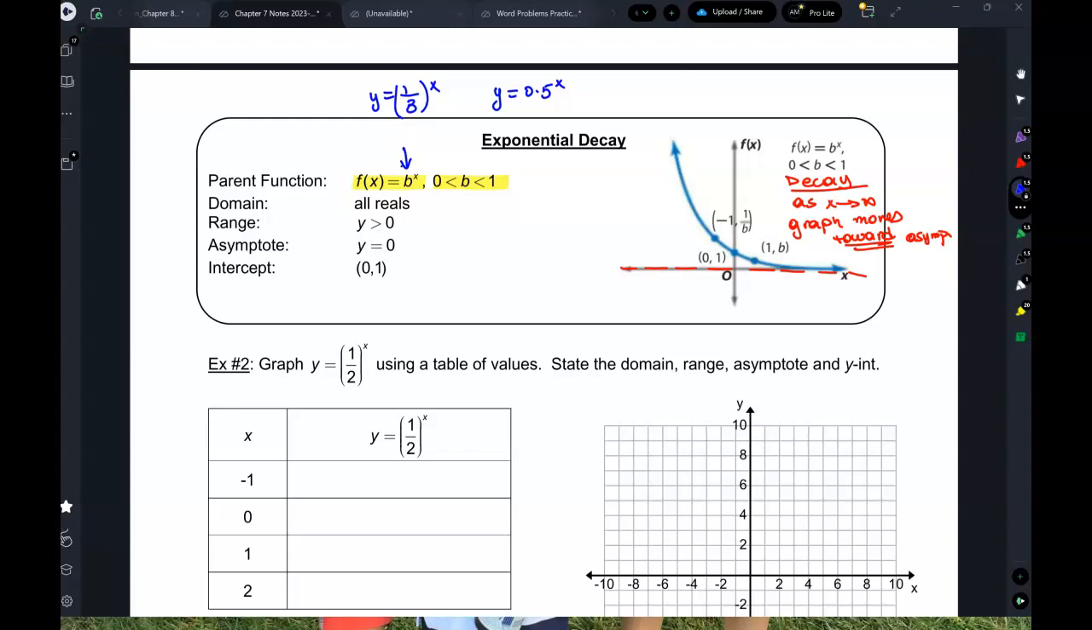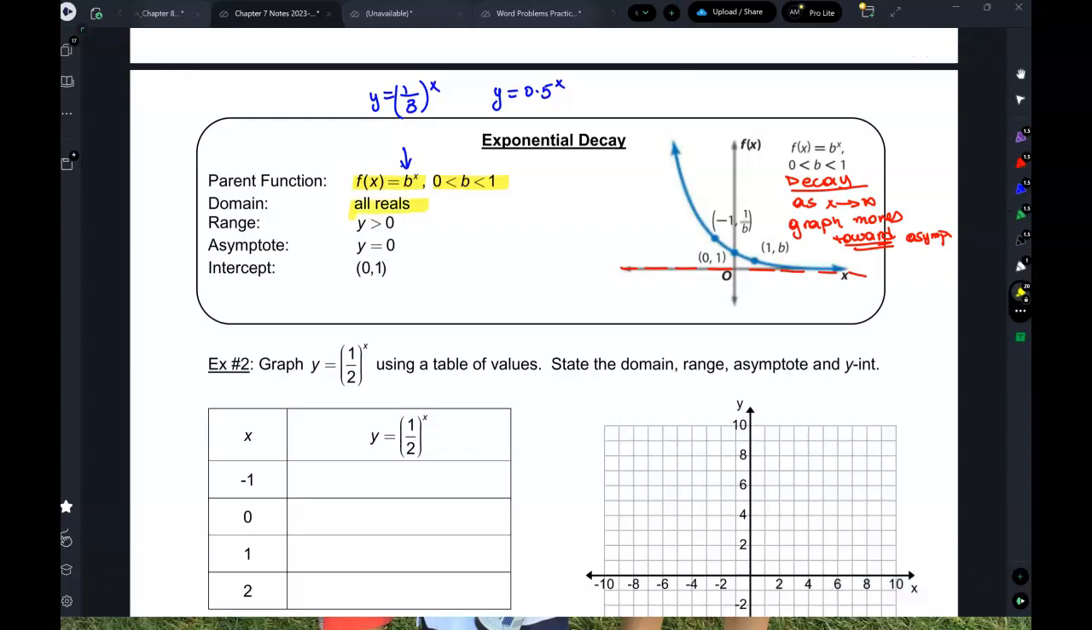So it has to be a fraction, but less than 1. Between 0 and 1. Yeah, but if it's 1, it's not. No, 1 doesn't even work. Okay, so but if it's like 5 over 2, it doesn't work. All right. So domain is all reals again.